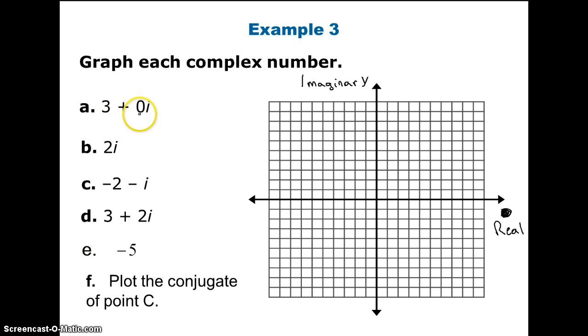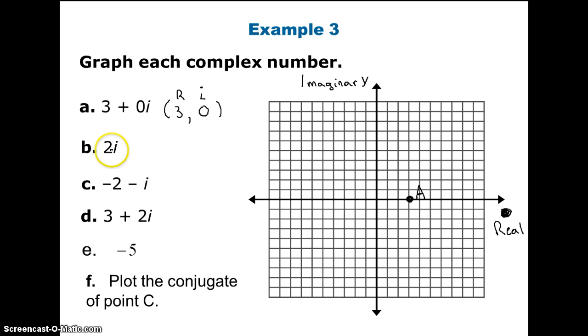So 3 plus 0i. This is how you set up your ordered pair. You have your real number instead of your x coordinate, and you have your imaginary number instead of your y coordinate. So my real number is the 3, my imaginary number is 0. You guys know how to plot that point, so go ahead and plot it. So we go 3 to the right, 1, 2, 3, and we stay there. So that's the first one. That's the complex number. Let me put A here so you know that's point A.